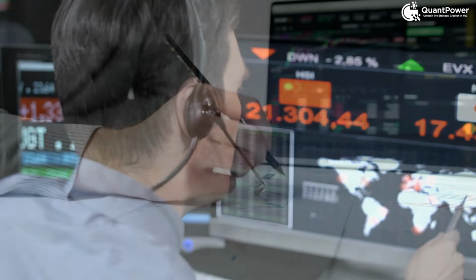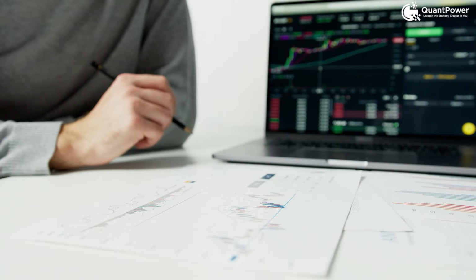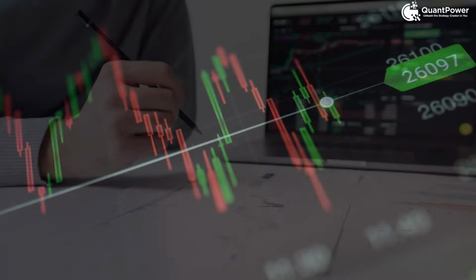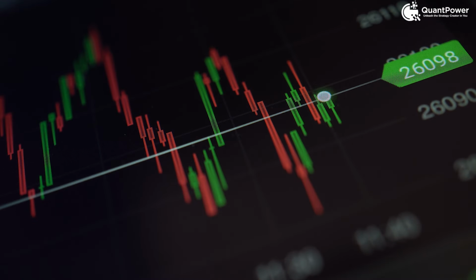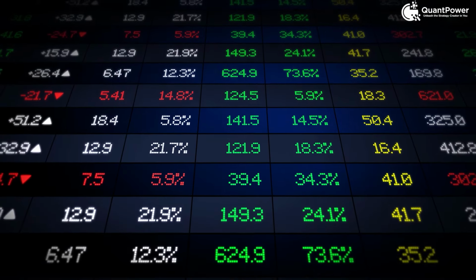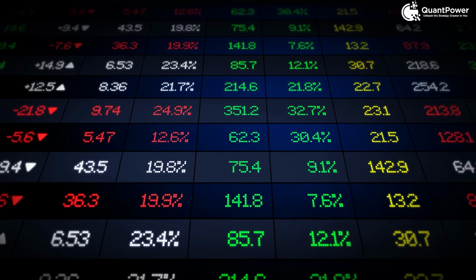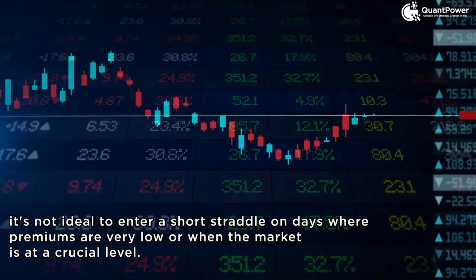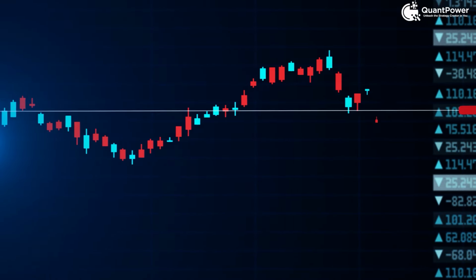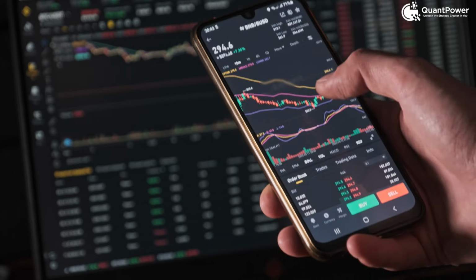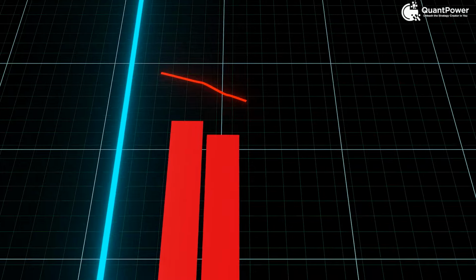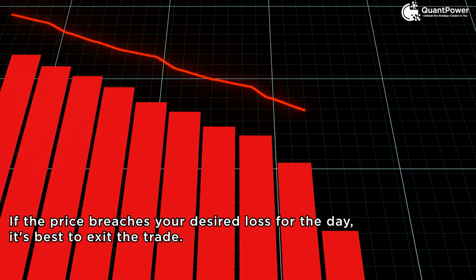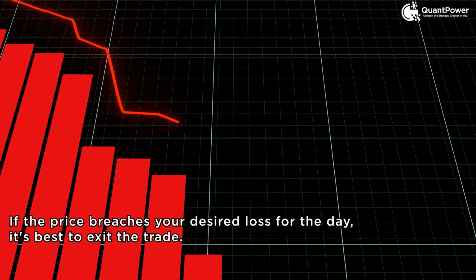Now, before we enter our short straddle, let's keep a few things in mind. This strategy works best when you have a prediction that the market will be sideways. However, it's not ideal to enter a short straddle on days where premiums are very low or when the market is at a crucial level. It's also important to have a psychological stop loss in mind. If the price breaches your desired loss for the day, it's best to exit the trade.